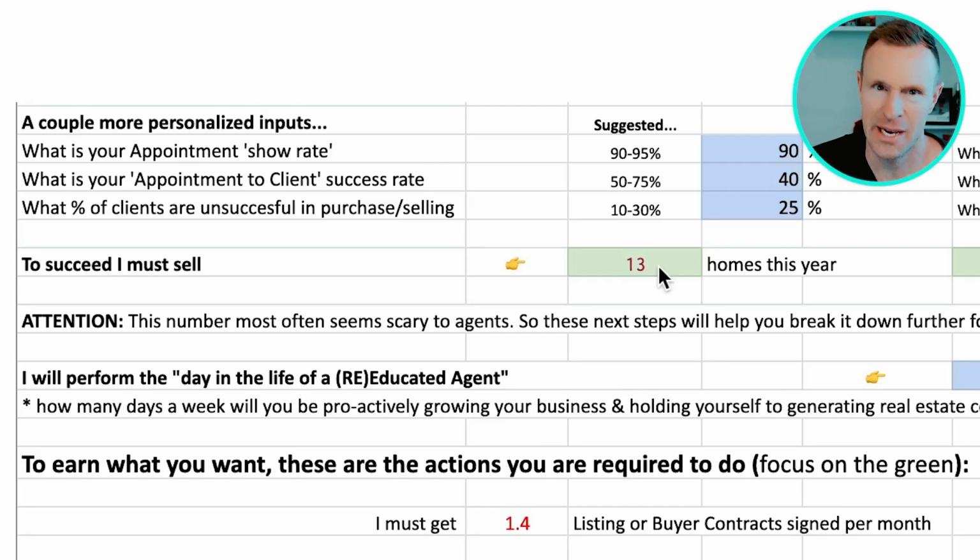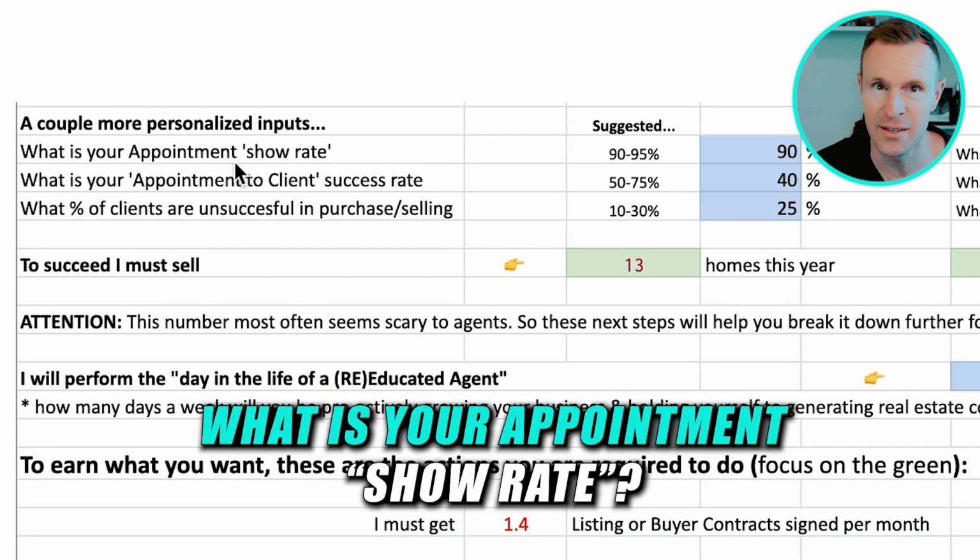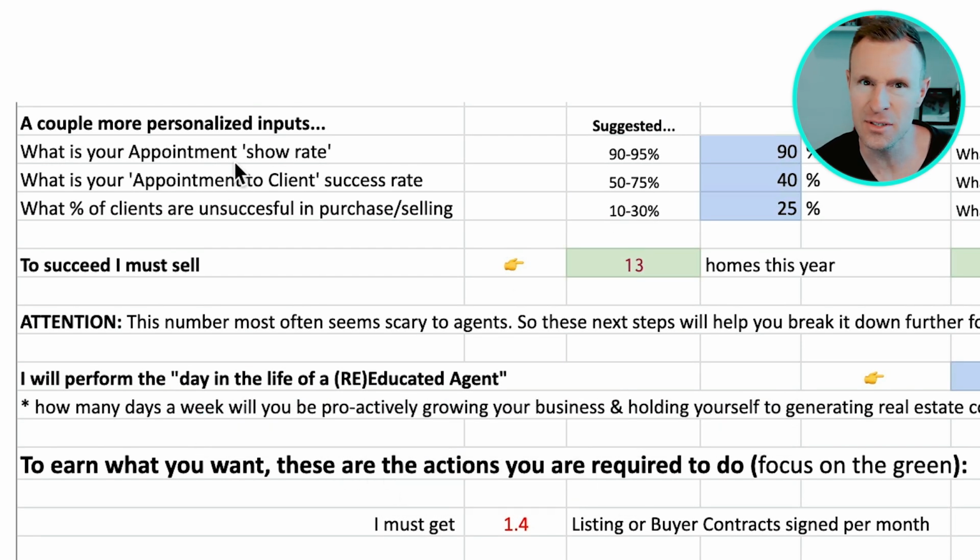So a few questions I would ask you to ask yourself: what is your appointment show rate? Depending on your lead source, if you're online lead generating versus open housing or if you're a sphere-based agent, there's a no-show rate. If you don't know this number, you can think about it with some common sense. In this case, for this agent, I'm just going to say that 90% of the people I book appointments with actually show up. Okay, it's probably pretty fair, safe.